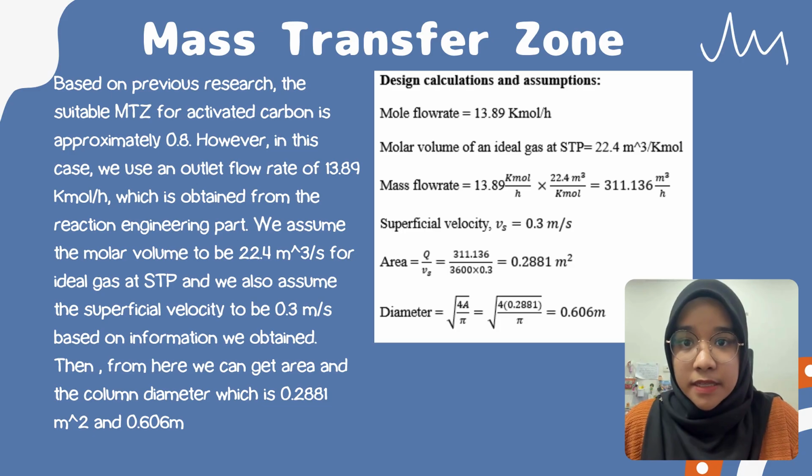However, in this case, we use an outlet flow rate of 13.89 kmol per hour, which is obtained from the reaction engineering part. We assume the molar volume to be 22.4 meter cube per kmol for ideal gas at STP, and we also assume the superficial velocity to be 0.3 meter per second based on information we obtained. Then from here we can get area and the column diameter, which is 0.2881 meter square and 0.606 meter.